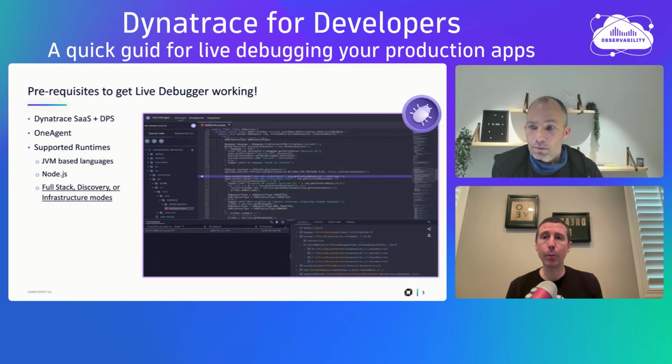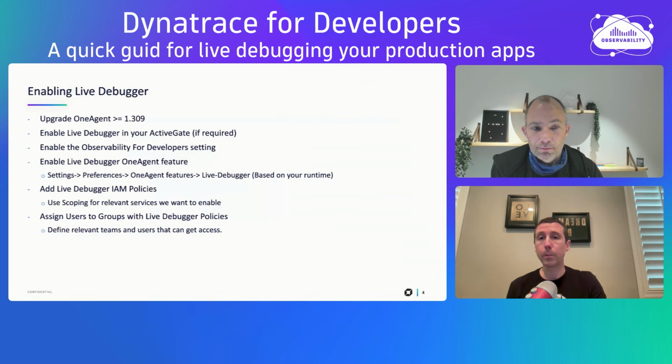Just touching on the prerequisites, you need to be using Dynatrace SaaS and DPS licensing, of course. You need to have OneAgent installed. And the supported runtimes are JVM-based languages, so Java, Kotlin, Scala, or Node.js. Now you can be using any of those in any of the modes that we talked about and get the benefits of using the Live Debugger.